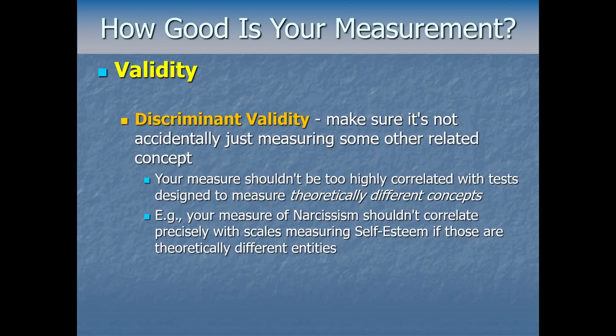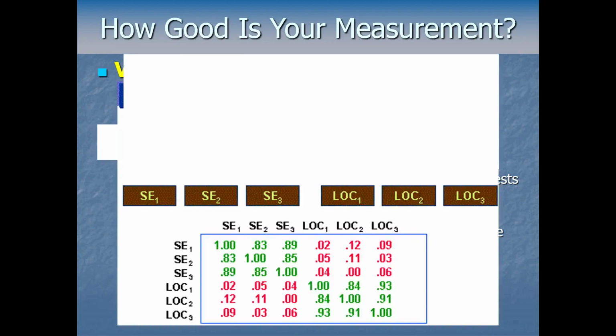For example, your new measure of narcissism shouldn't correlate precisely with existing scales measuring self-esteem, assuming that self-esteem and narcissism are theoretically different entities. At that point, you might actually just be measuring self-esteem and not narcissism, if the scores on your new narcissism scale are really just the same as what someone gets on self-esteem.